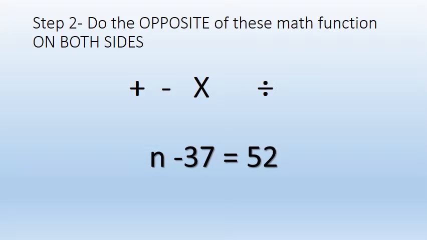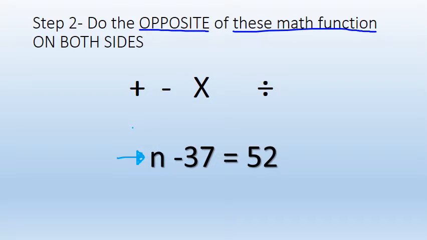Alright, we got another one coming up here. N minus 37. Just real quick, we'll go over some basic things. Our variable is N. N is what we are trying to get by itself and figure out what N equals. The first thing we do is see if it's plus or minus, and I see here that it's going to be minus. So I'm ready for step 2, and I do the opposite of this math function.